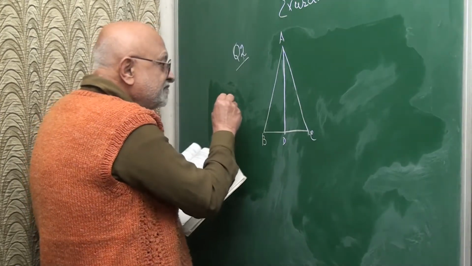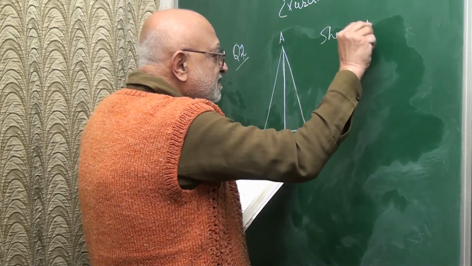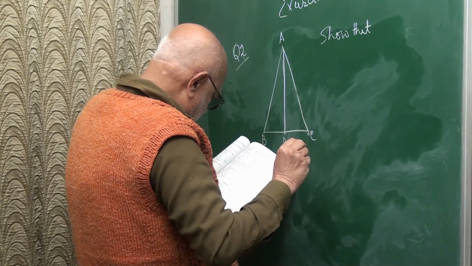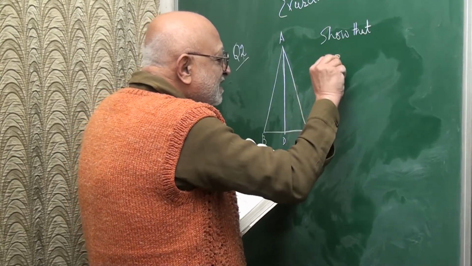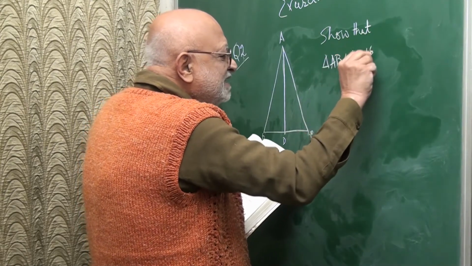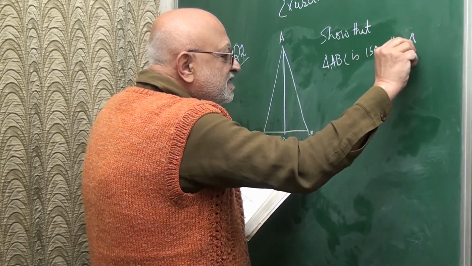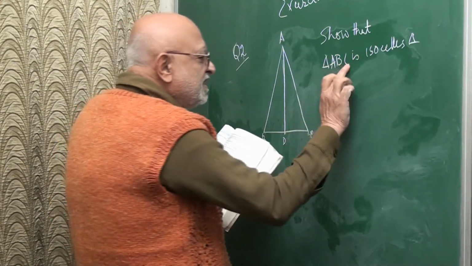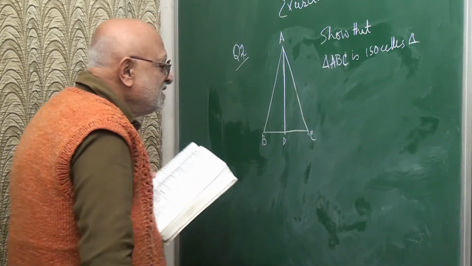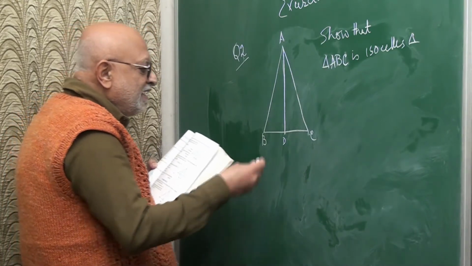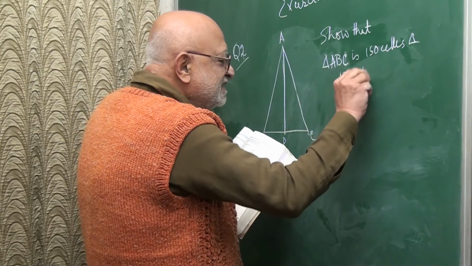Show that triangle ABC is an isosceles triangle. Okay, it sometimes looks like L, it should be like C. It should look nice. So what do I have to do? I have to prove AB equal to AC, right?